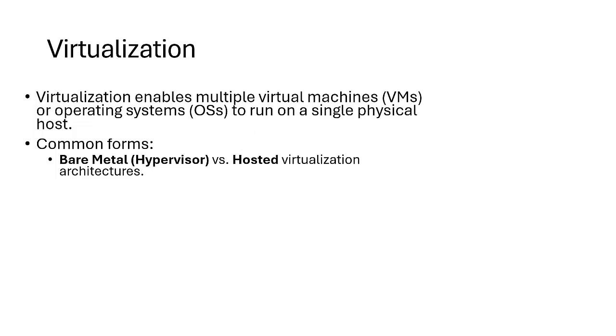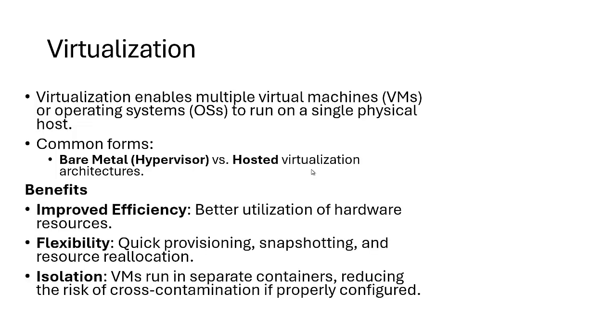So here, when we're talking about the functions, bare metal is a hypervisor, and the hosted one is called virtualization architecture. The benefits are better utilization of hardware resources, quick provisioning, snapshots and resource allocations, because you can create a snapshot of the VM, and a VM can run in a separate container, which can reduce the risk of cross contamination if properly configured.